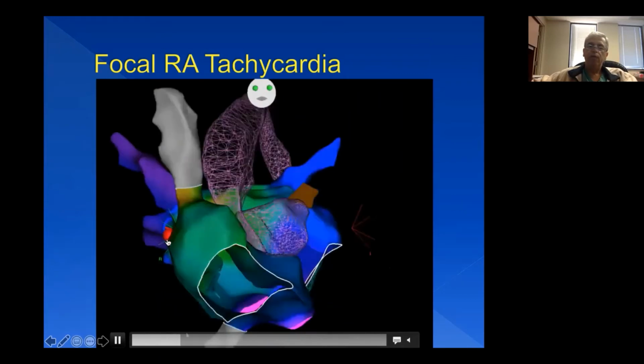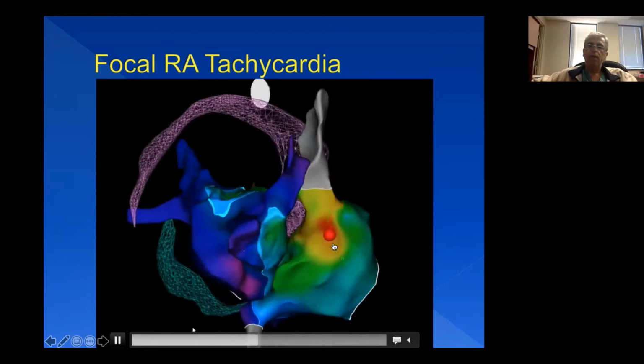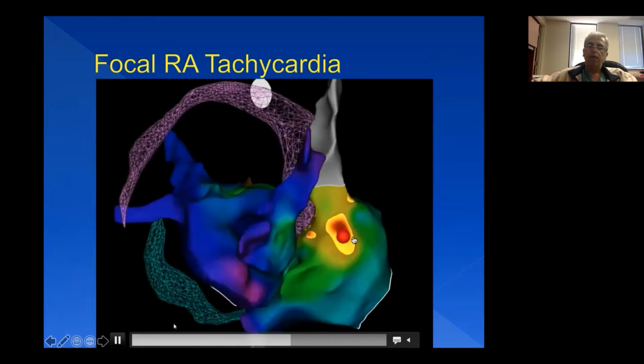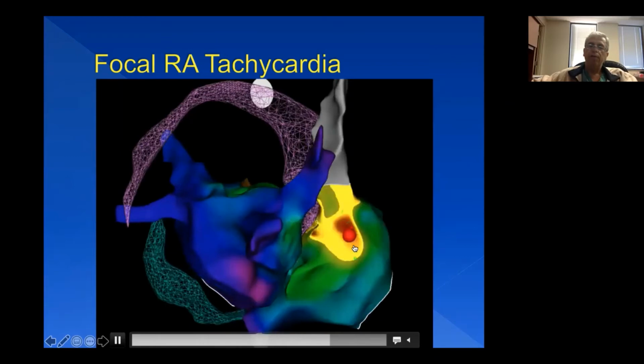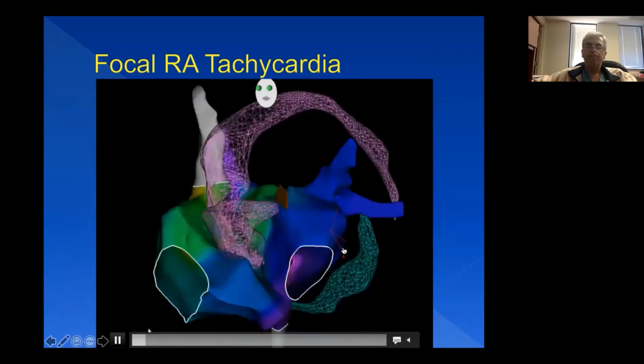You have one spot where the electrical activity starts and spreads in all directions, and it gives you the timing. This patient had focal right atrial tachycardia that we ablated in this area successfully on the right atrium.